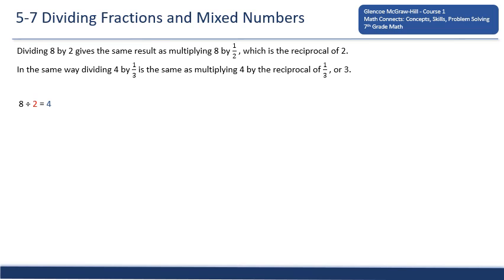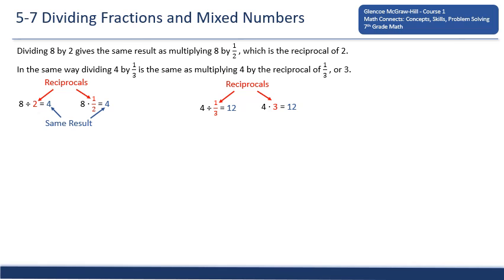8 divided by 2 equals 4. 8 times 1/2 equals 4. 2 and 1/2 are reciprocals, and we get the same result. 4 divided by 1/3 equals 12. Or we could write 4 times 3 equals 12. 1/3 and 3 are reciprocals.